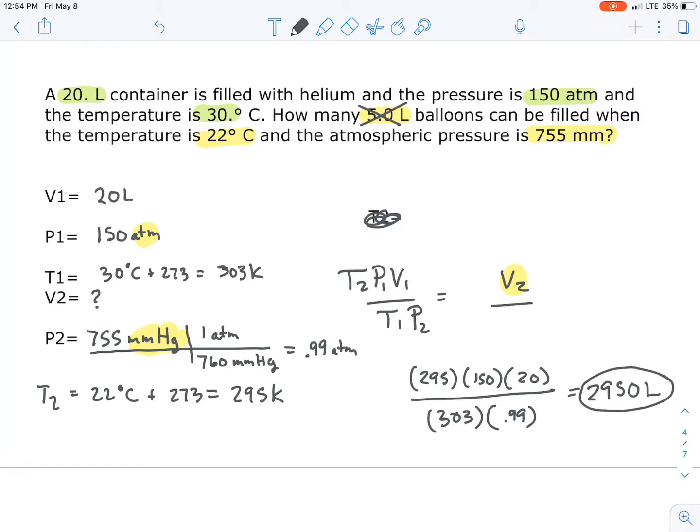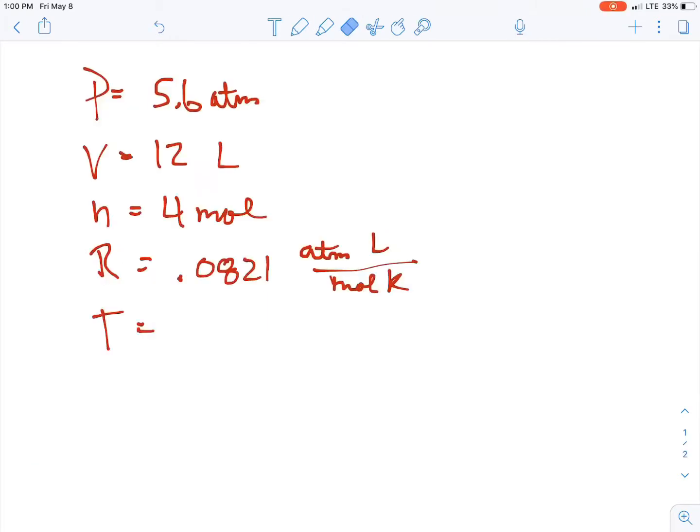Okay, now if I really wanted to find out how many balloons, never mind. Okay, I'm doing the ideal gas law problem. I'm sorry, that other paper had the wrong problem on it. It wasn't a real problem. So let's look at these problems as we go. I don't even have the problem here. All I have are some numbers.